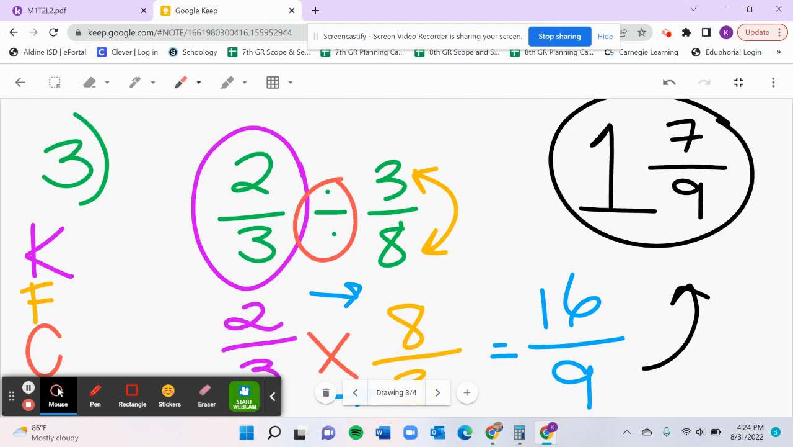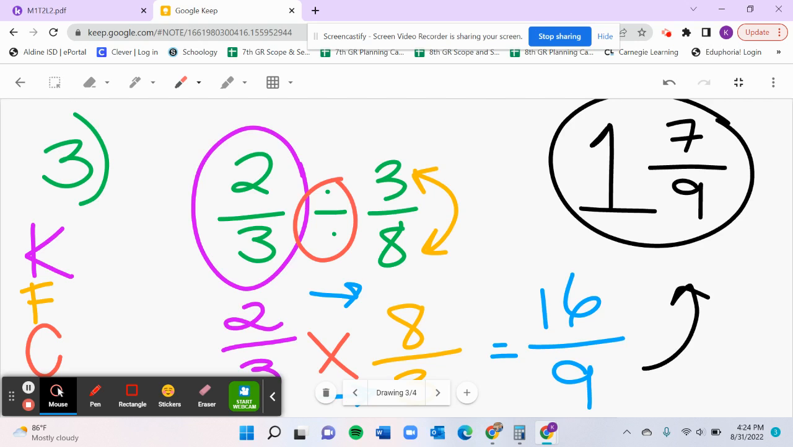Then that second fraction gets flipped upside down, and that's called its reciprocal. That turns into 8/3. And then lastly, that change represents that division sign changing from division to multiplication. And then you can multiply straight across the top and straight across the bottom. You would have gotten 16/9.